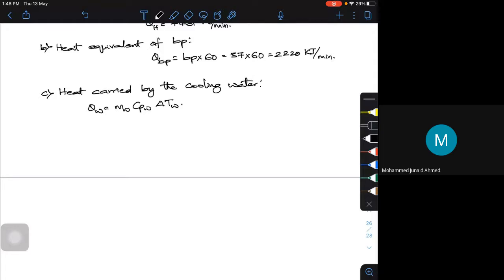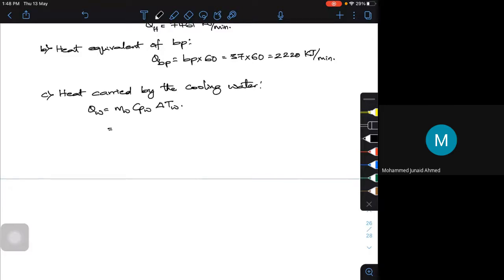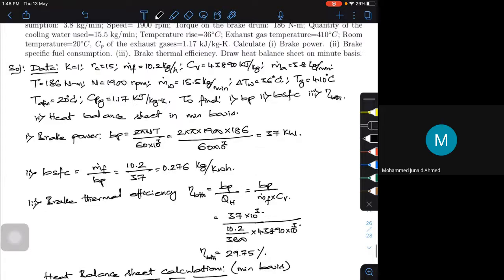So mass of water, they have given it as 15.5 kg per minute. I need not multiply by 60 or divide by 60. So it is directly 15.5, and I will be using it. 15.5 kg per minute, directly 15.5. So Cp of water is 4.187 into 36.